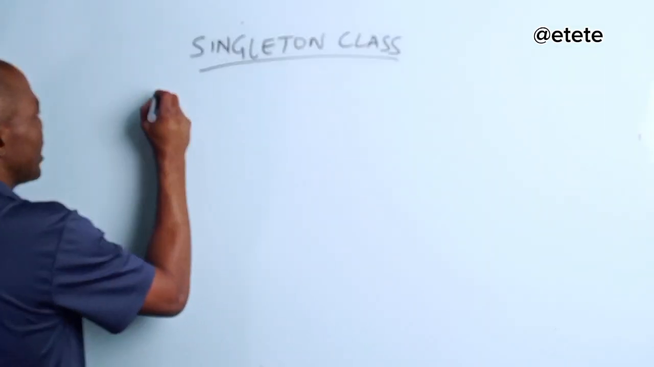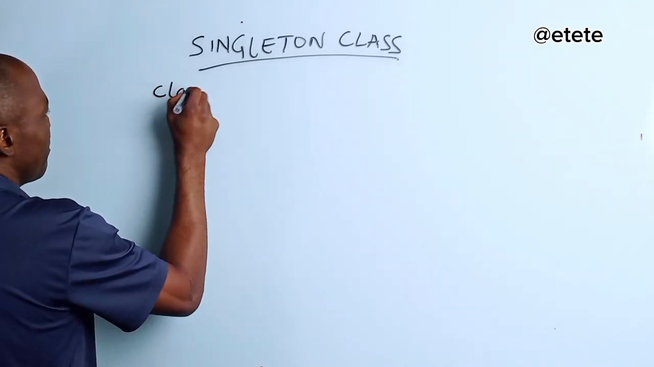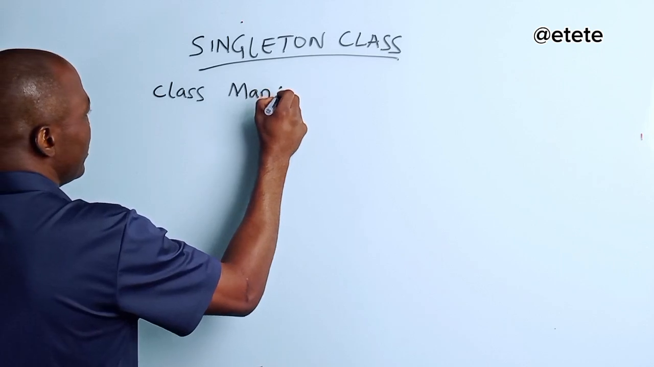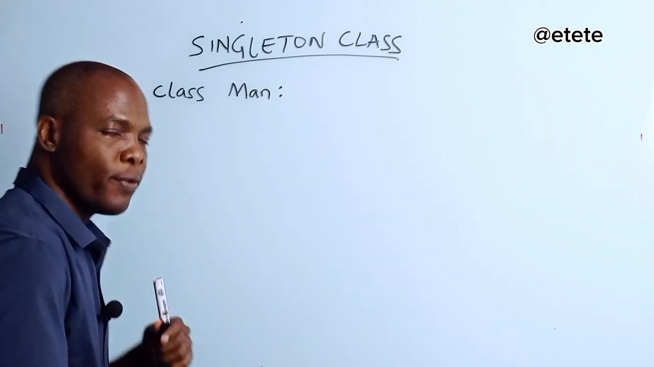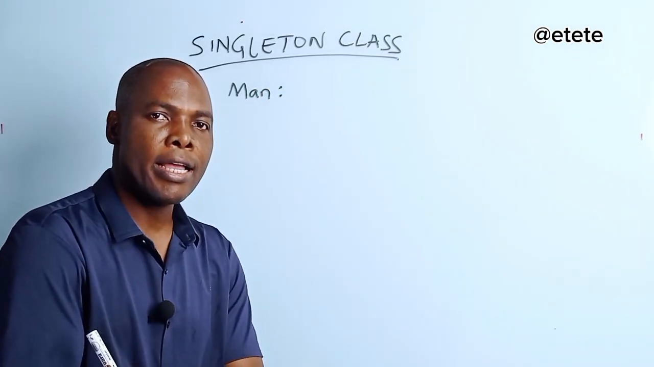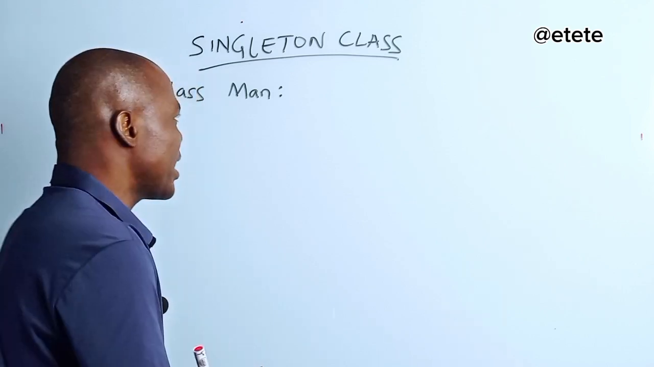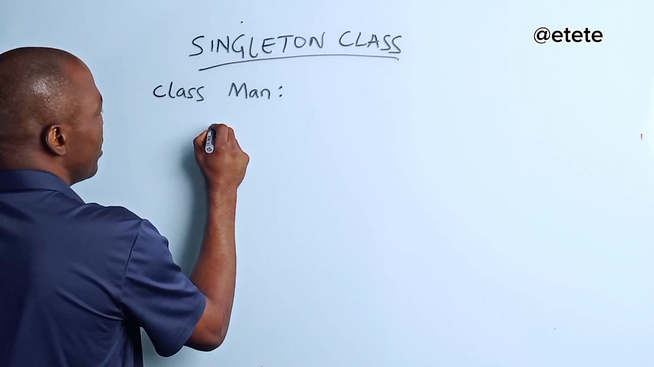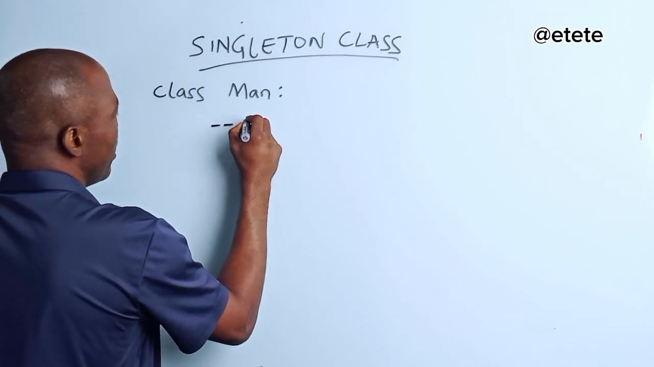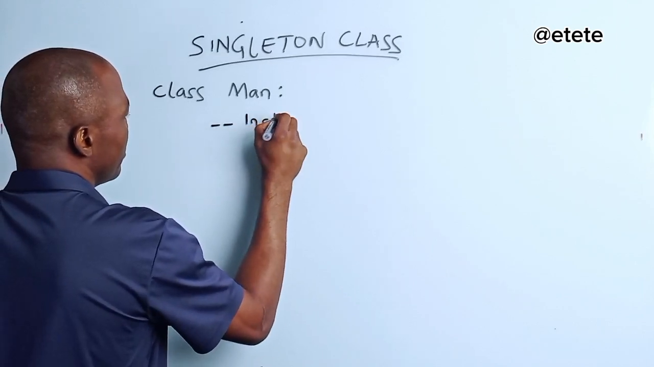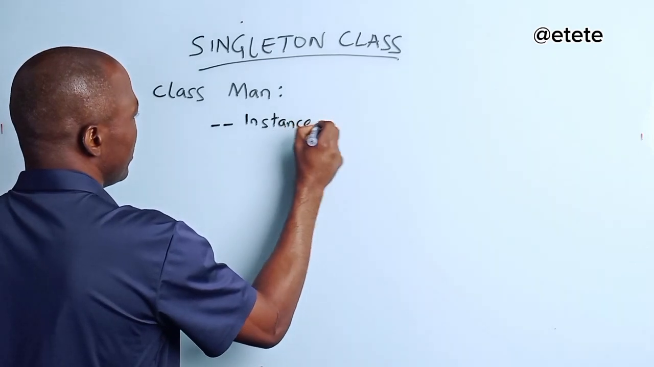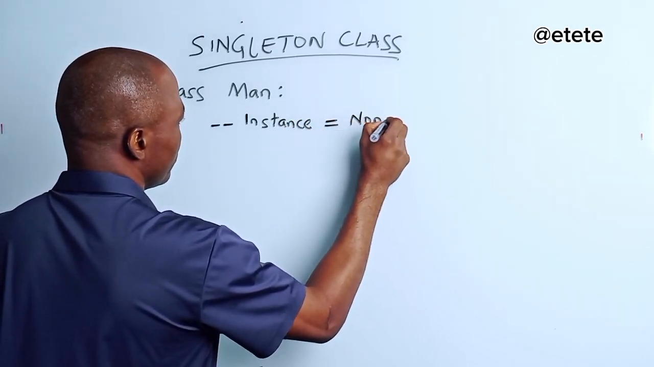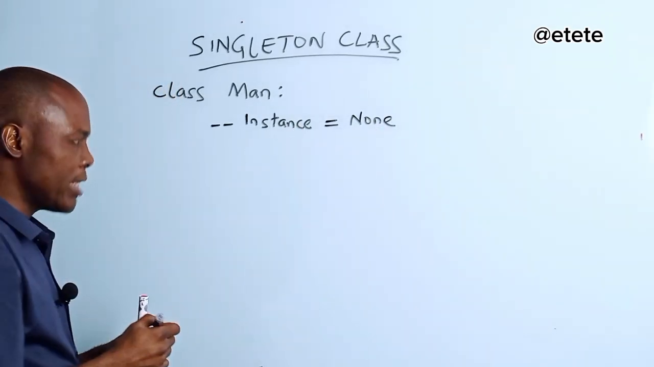So I'm going to create a class, man, right? So I will create a class, man. And then in this class, the first thing I will do is to create a class variable, right? And I'll set that class variable to none. Okay, so I will say double underscore instance. You set it to none, right? You are setting the class variable to what?